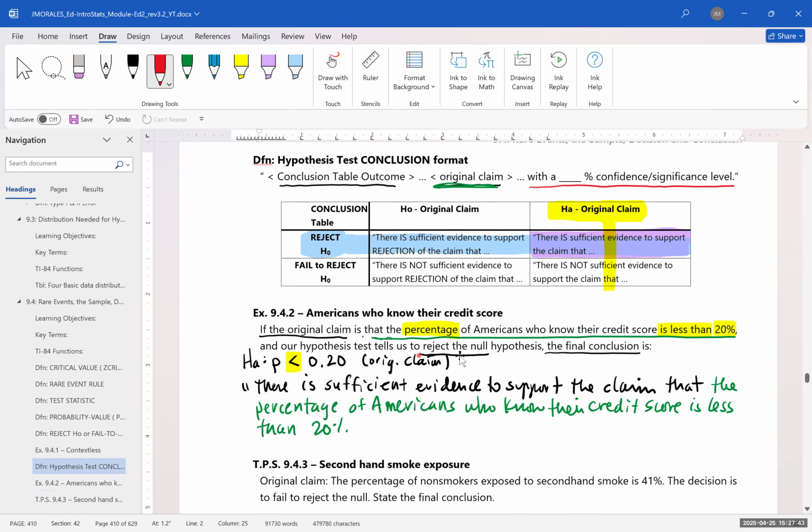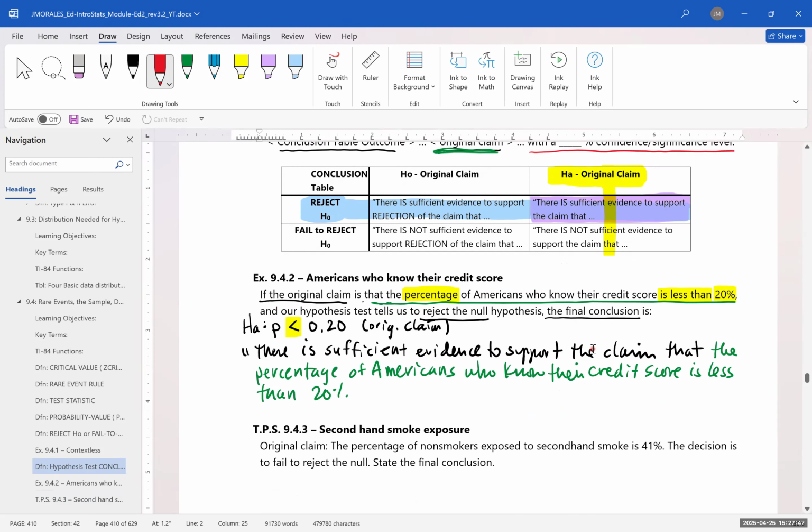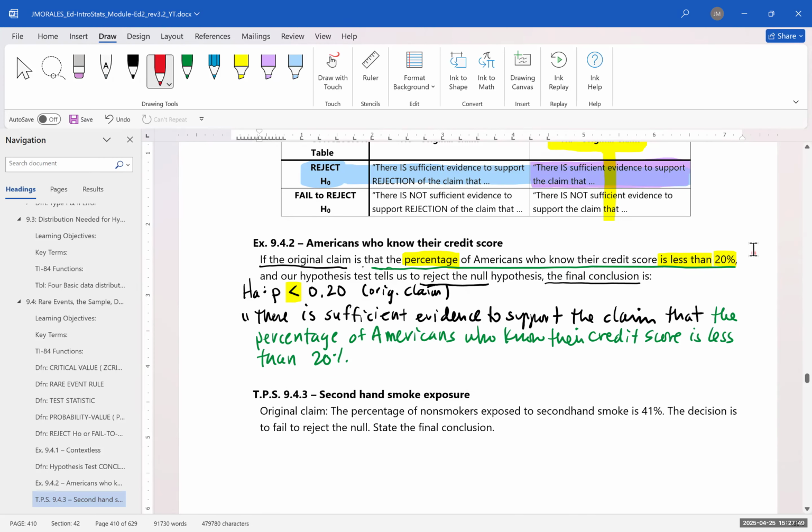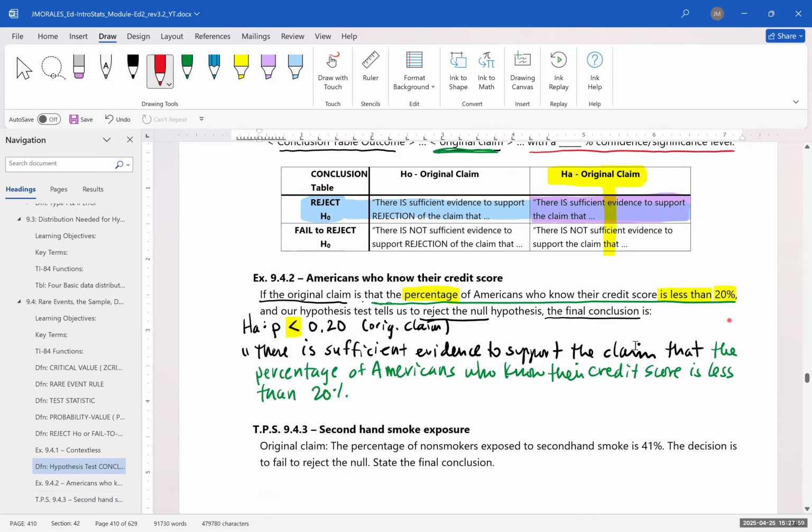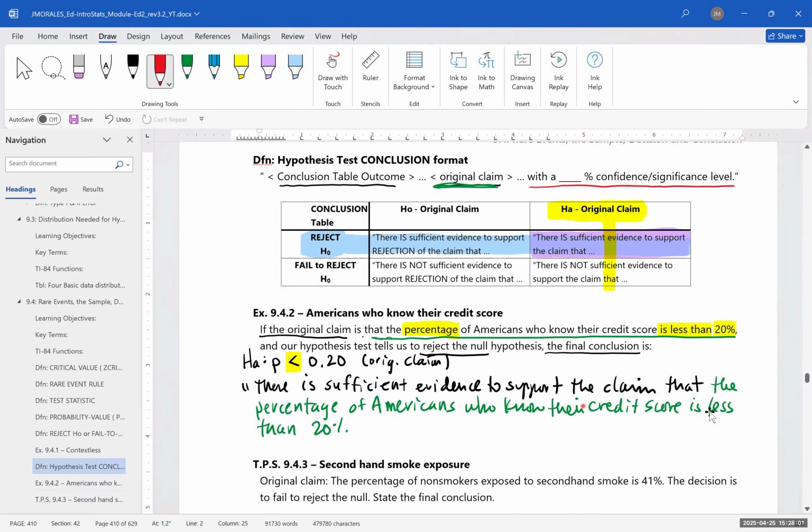Here, we're not told anything about what the confidence level or significance level was. But if that's ever the case, you can always assume it's a 95% confidence level. So there is sufficient evidence to support the claim that the percentage of Americans who know their credit score is less than 20%, and we'll write with a 95% confidence level.